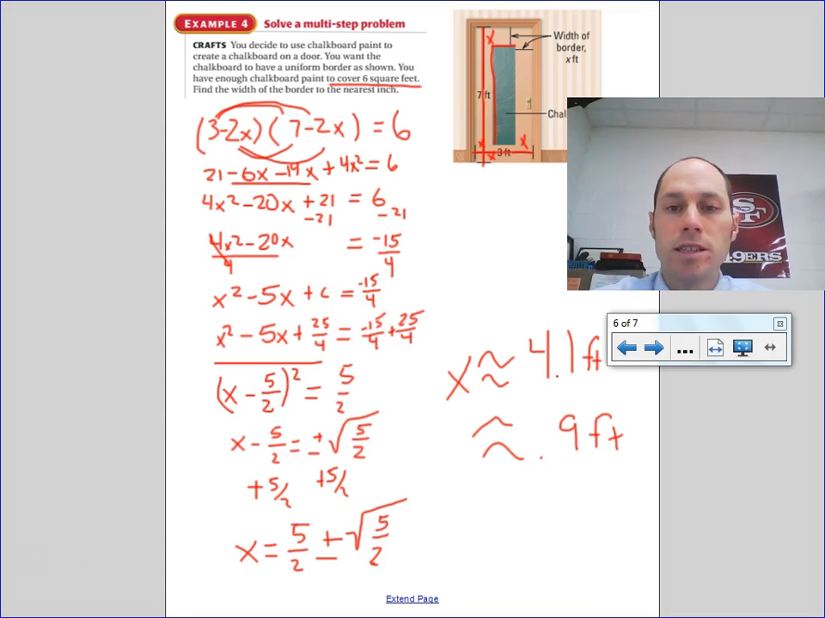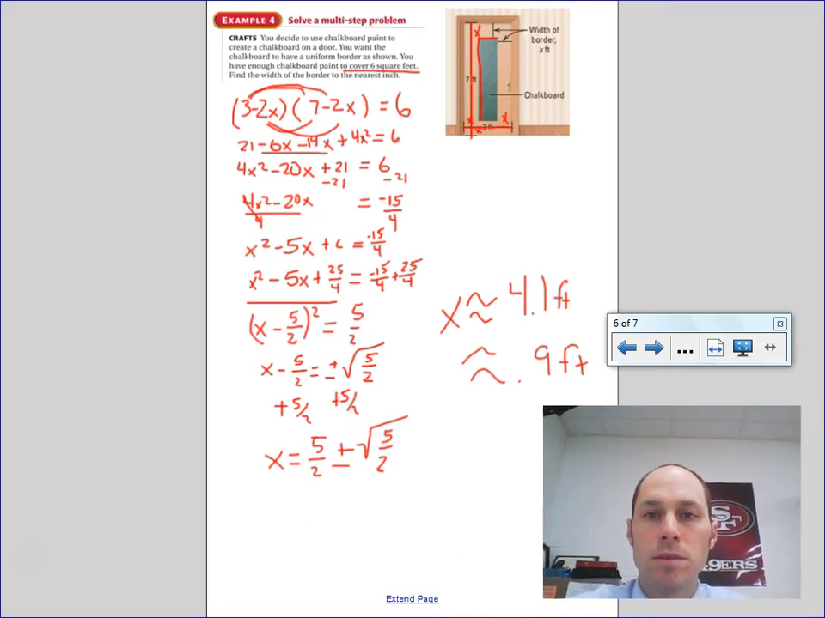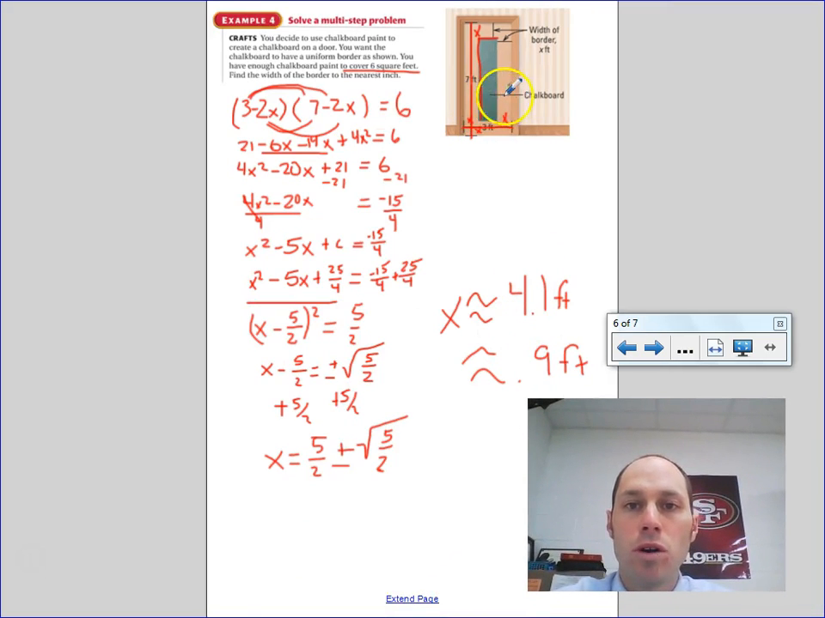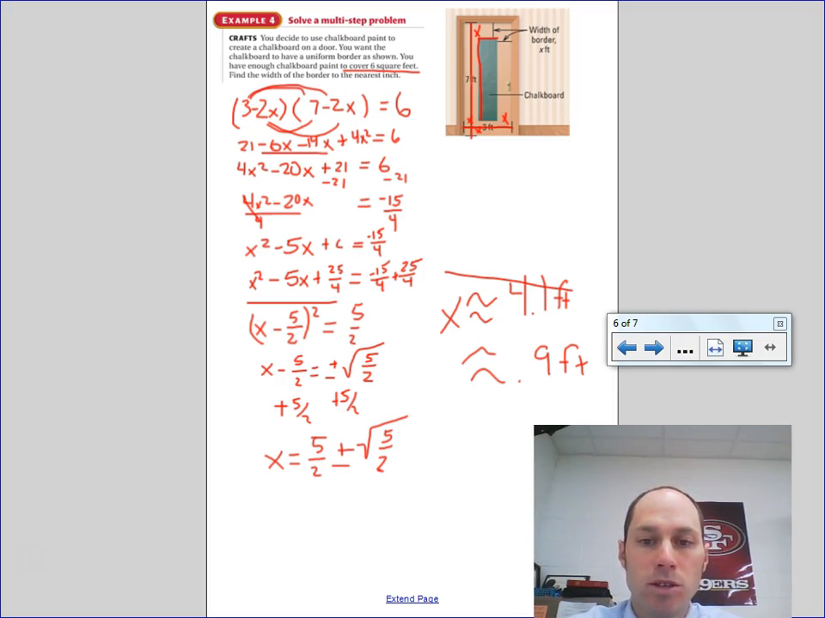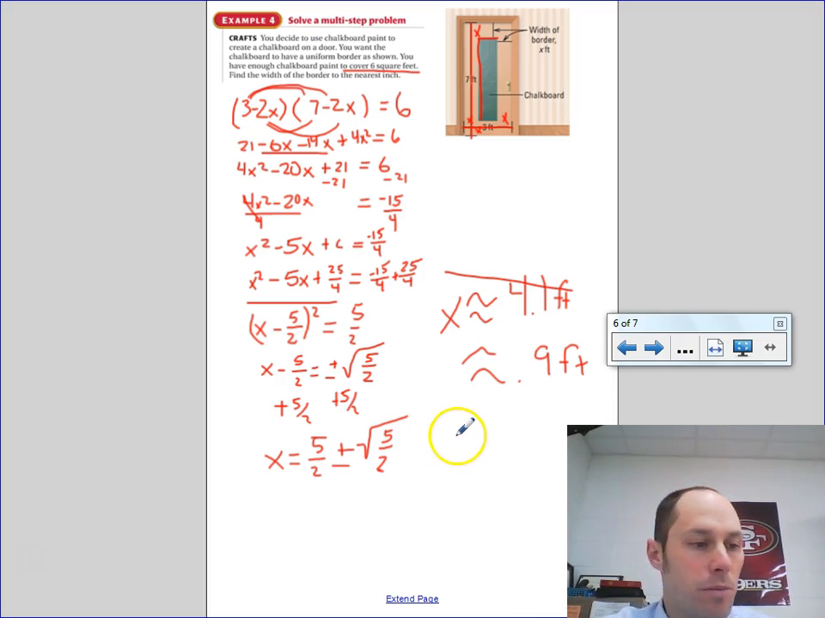So as we take a look at these values, we've got to determine which one makes sense. Obviously, if I have a 4 feet border on each side, that's not going to work for the door because it takes up more than the door. So that's not going to work. If we have 0.9 feet, we still have enough room for the chalkboard border. So 0.9 feet, convert that to inches, so multiply by 12. We'll have about 11 inches for our value.